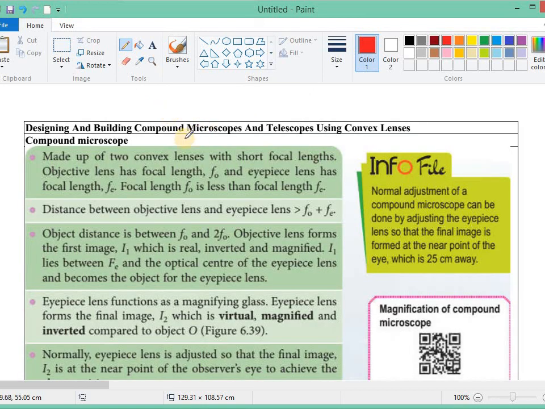So next we want to look at designing and building a compound microscope and telescope using convex lenses. So here we have the compound microscope.